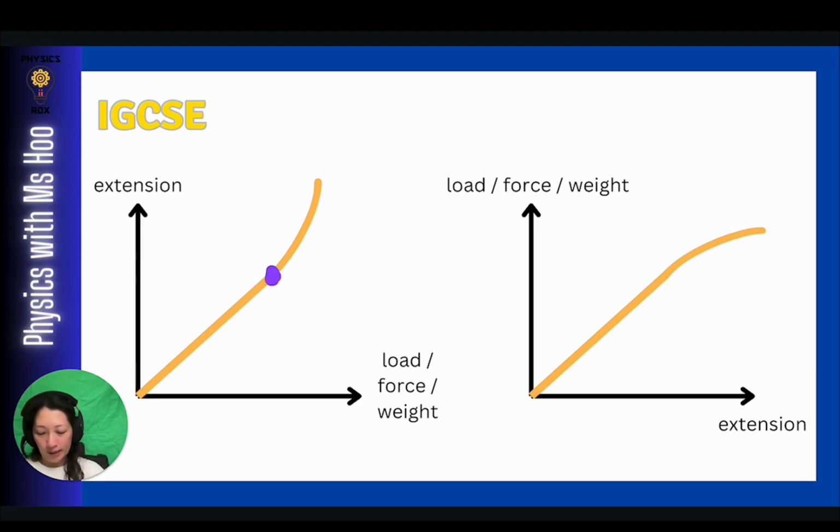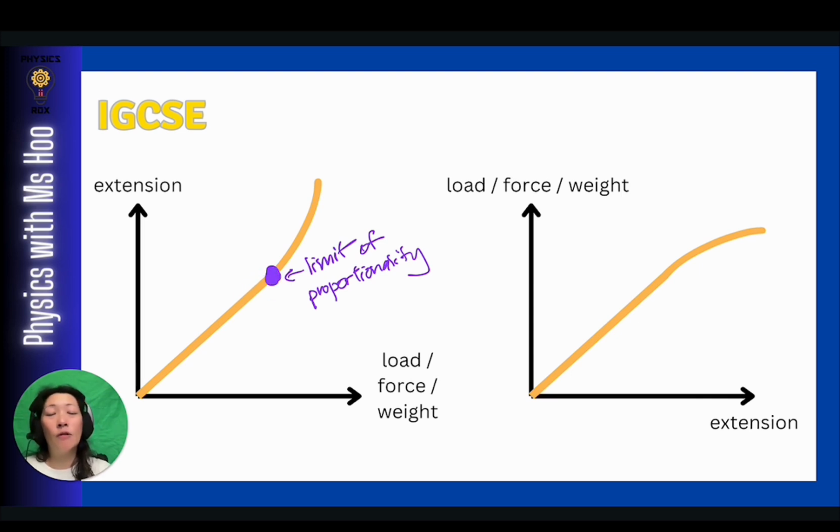So what does limit of proportionality mean in this case? Proportional means that the graph will show a straight line. So limit of proportionality means the limit where the graph is linear. So that's why the limit of proportionality is the highest point where the graph is linear. So whether they give you an extension-load graph or a load-extension graph, the limit of proportionality would be the maximum point where the graph is linear. So for IGCSE, they will only ask you to identify the limit of proportionality. They won't ask you to identify where the elastic limit is.